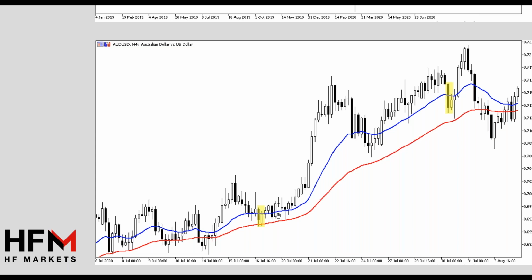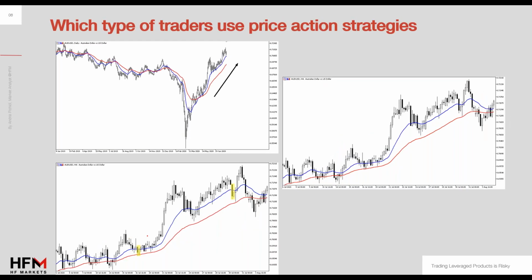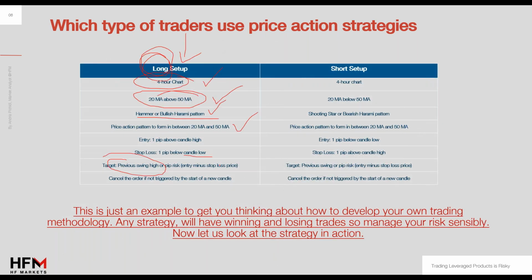Or you can simply use the previous resistance as your target. So either this one or this one could be our target levels. Is it clear? You see?